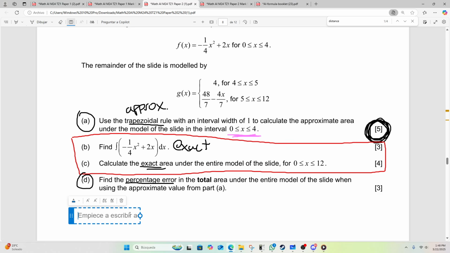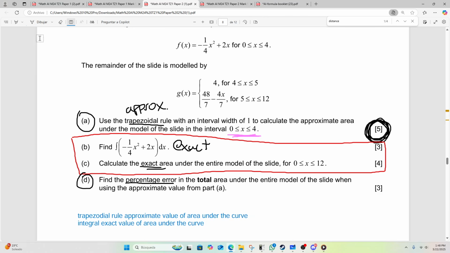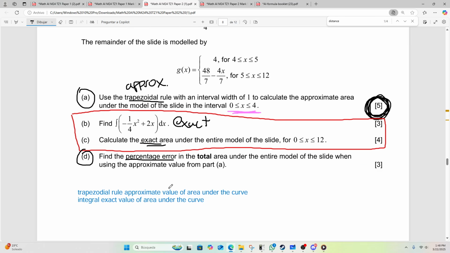So what's intuition I can share with you? The trapezoidal rule is the approximate value of the area under the curve, while the integral is the exact value of the area under the curve. And more often than not, this is followed up by a percentage error question, which is, okay, you have the approximate, you have the exact, what's the difference?